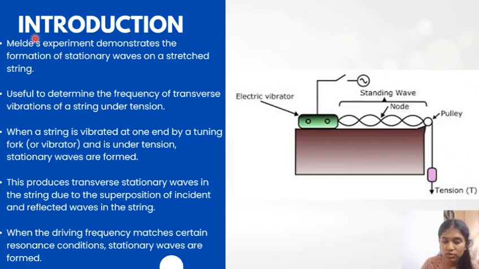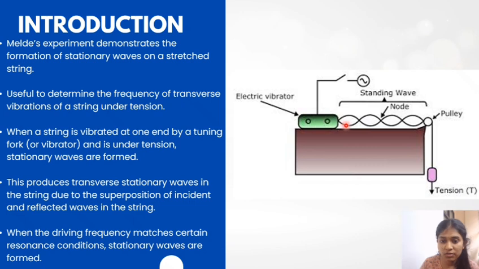Moving to the introduction, Melde's experiment demonstrates the formation of a stationary wave on a stretched string. It is also useful to determine the frequency of transverse vibration of a string under tension. As we can see here, a string is put under tension by an electric vibrator, or we can say a mechanical vibrator or a tuning fork. The string is influenced, and stationary waves are formed in it.